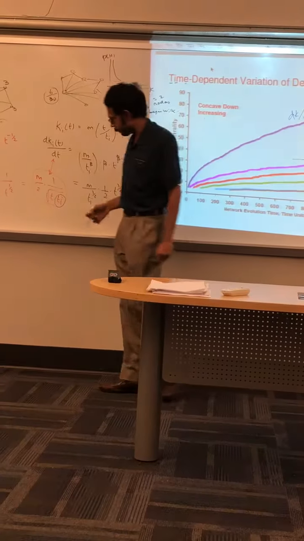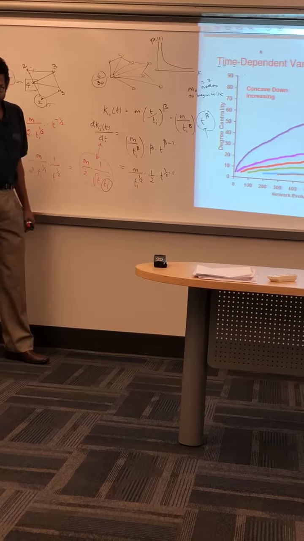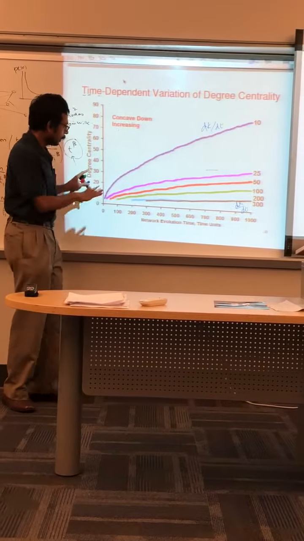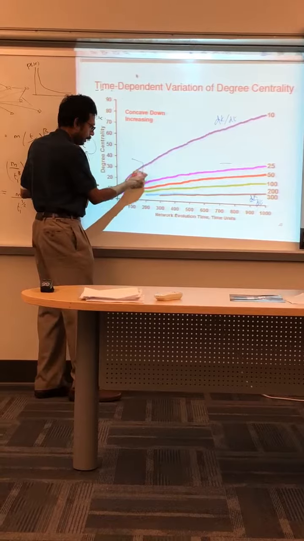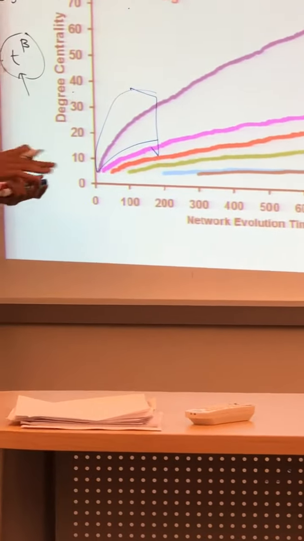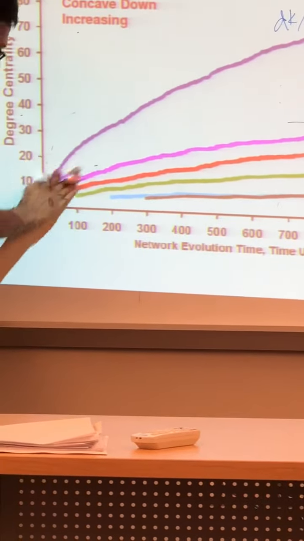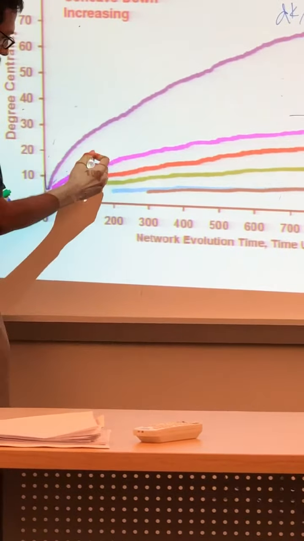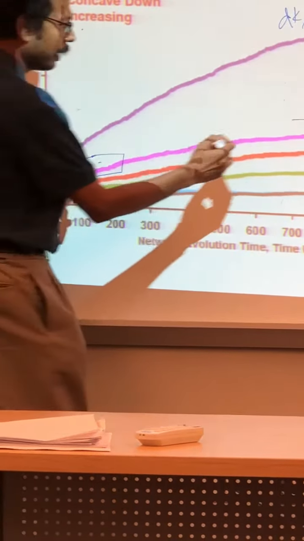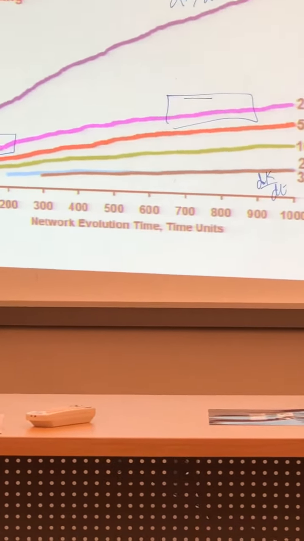And not only that, again, since the Ti is in the denominator, right? For any node, you see here the increase for this node is very steep compared to this one. Of course, I drew it manually, but you see this one is a steeper increase, but as time progresses, it kind of slows down.